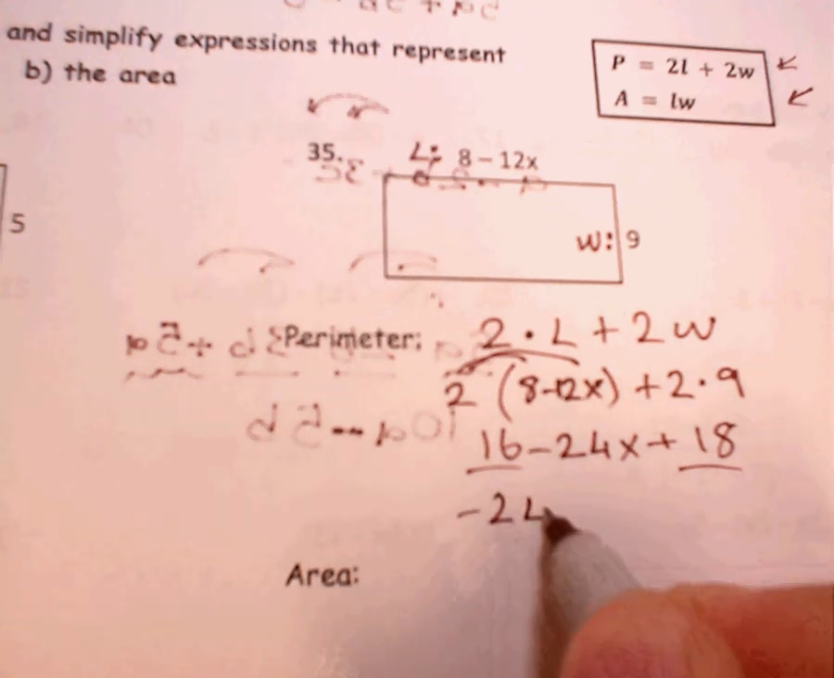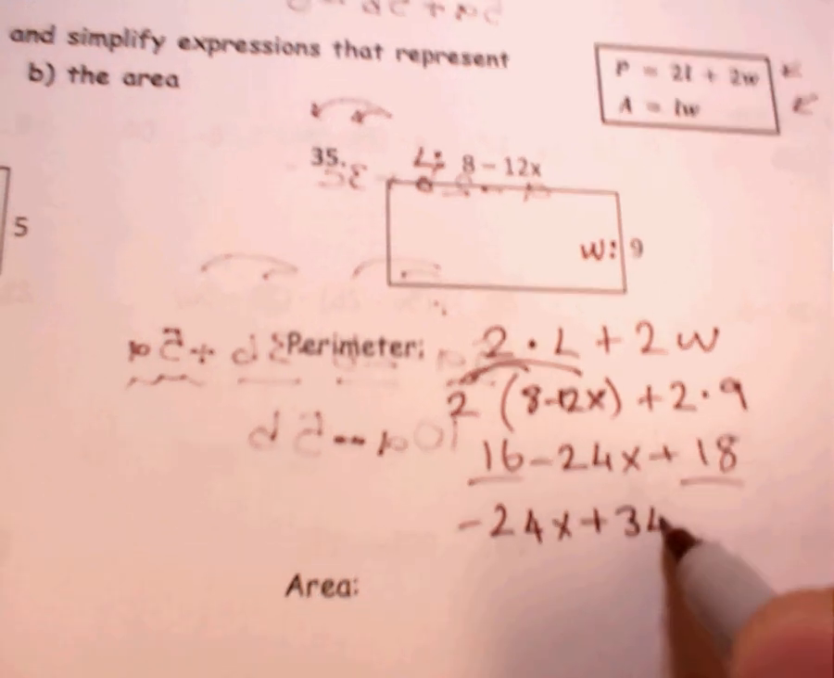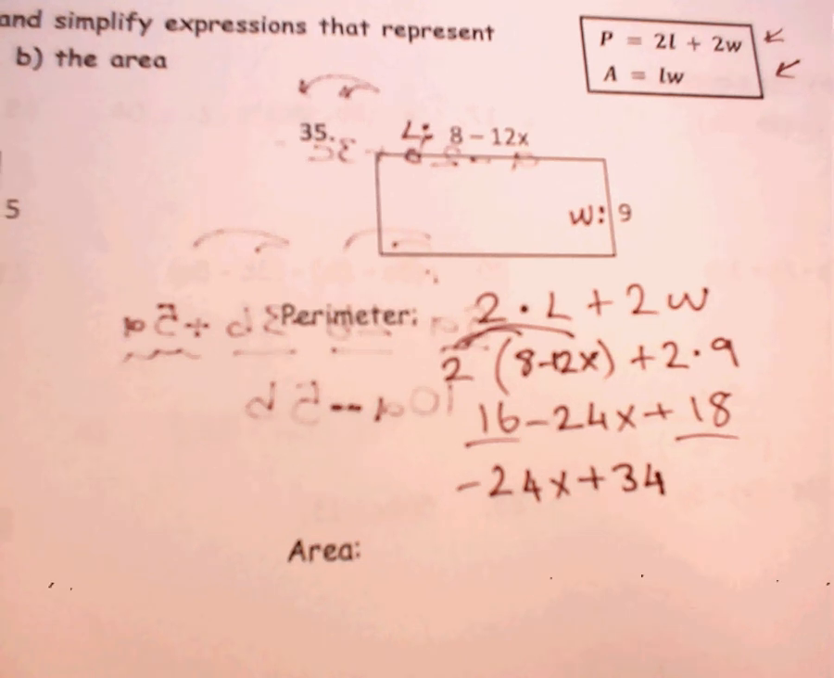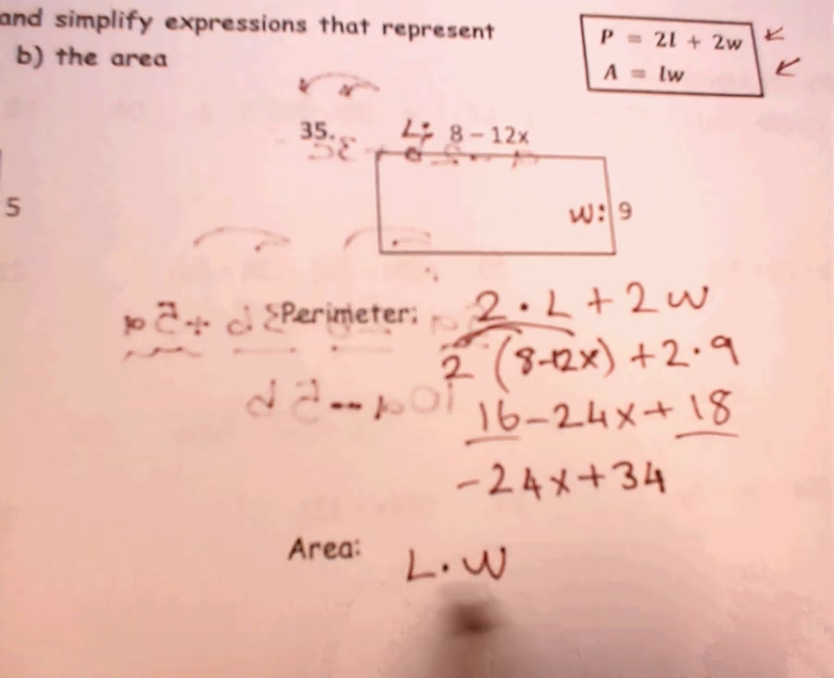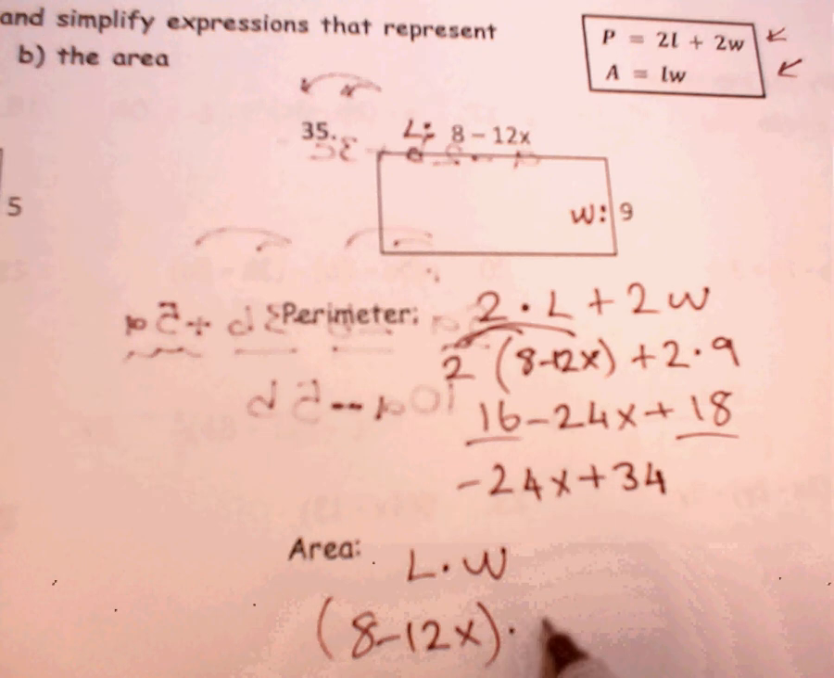Negative 24x plus 34. This would be the expression for perimeter. We can do the same thing for area, where we will follow the area formula. Area formula is length times width. So all we need to do is multiply length and width together. Length was 8 minus 12x, and width was 9.